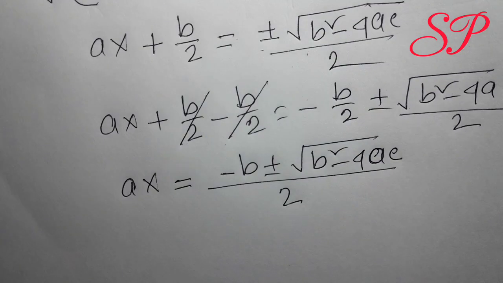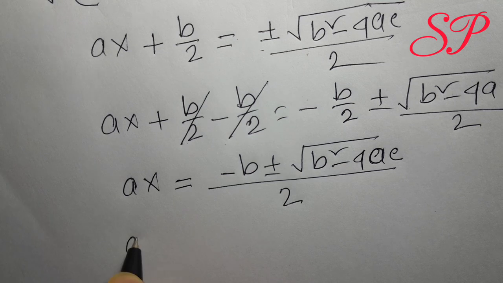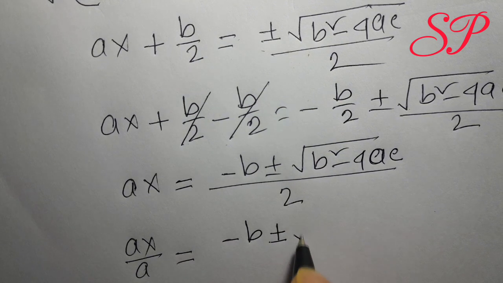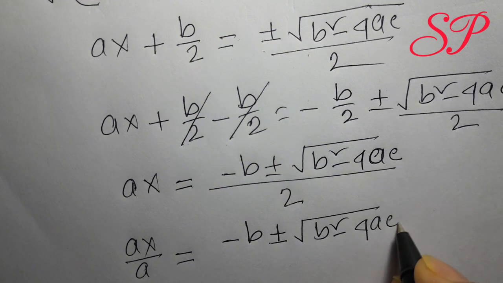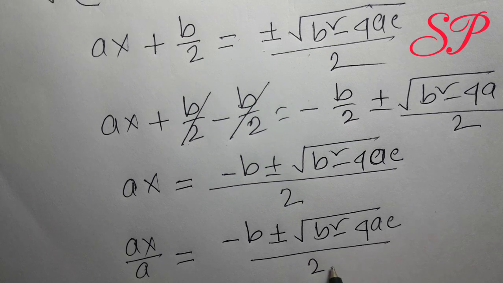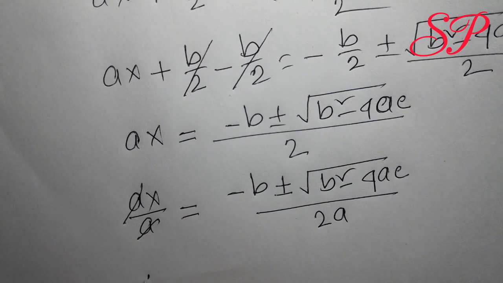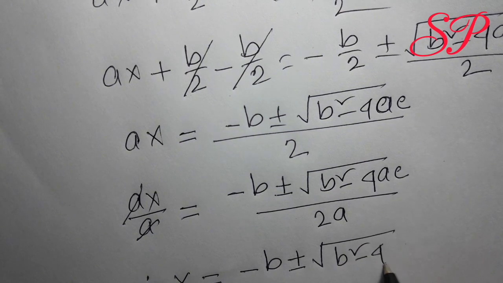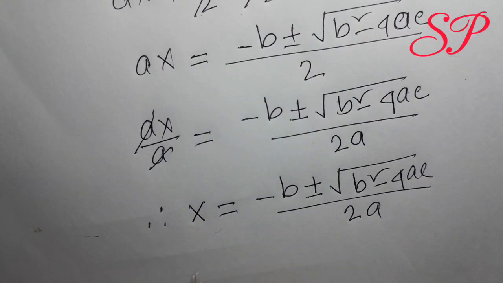Okay, and now we divide both sides by a. We can write x is equal to minus b plus minus root over b square minus 4ac by 2 into a. Here a and a cancel, so we can write x is equal to minus b plus minus root over b square minus 4ac by twice a. Okay, this is the final solution of this equation.